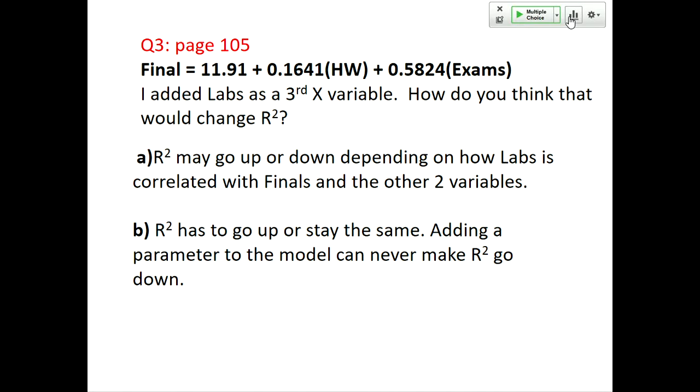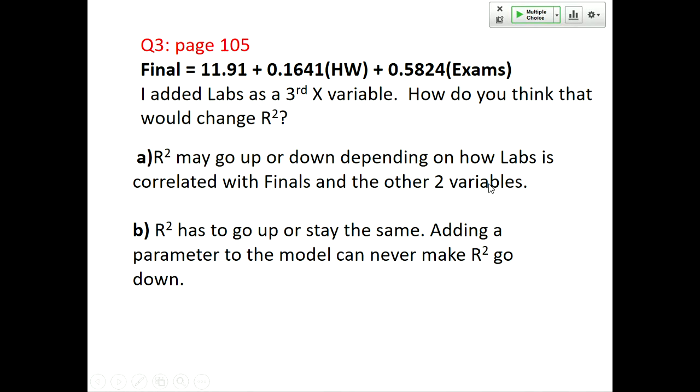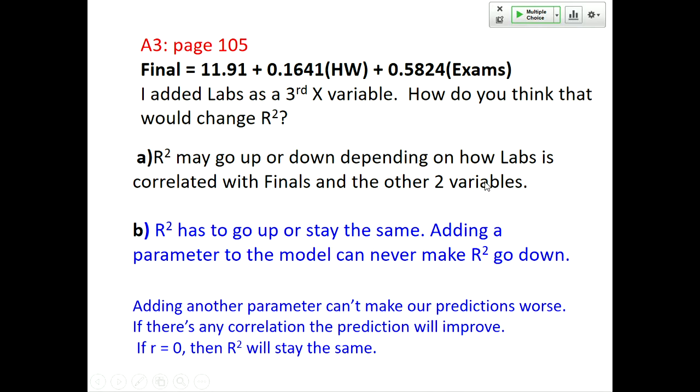All right, and let's see what you chose. It may go up or down. Wrong. The answer is B. Okay, R squared has to go up or stay the same. Adding a parameter can never make it go down. Why? Think about it. Adding another parameter can't make our predictions worse.